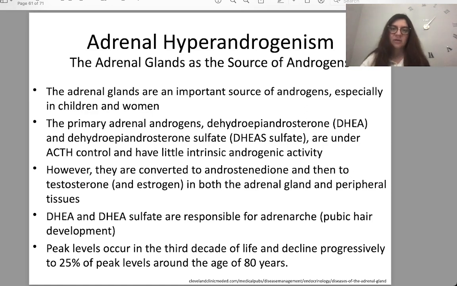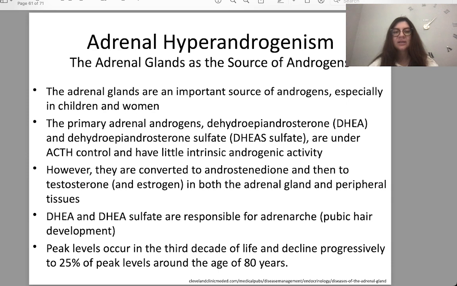And the next disorder for today is adrenal hyperandrogenism. The adrenal glands are an important source of androgens, especially in children and women. The primary adrenal androgens, dehydroepiandrosterone and dehydroepiandrosterone sulfate, are under ACTH control and have little intrinsic androgen activity. However, they are converted to androstenedione and then to testosterone or estrogen in both the adrenal gland and peripheral tissues.